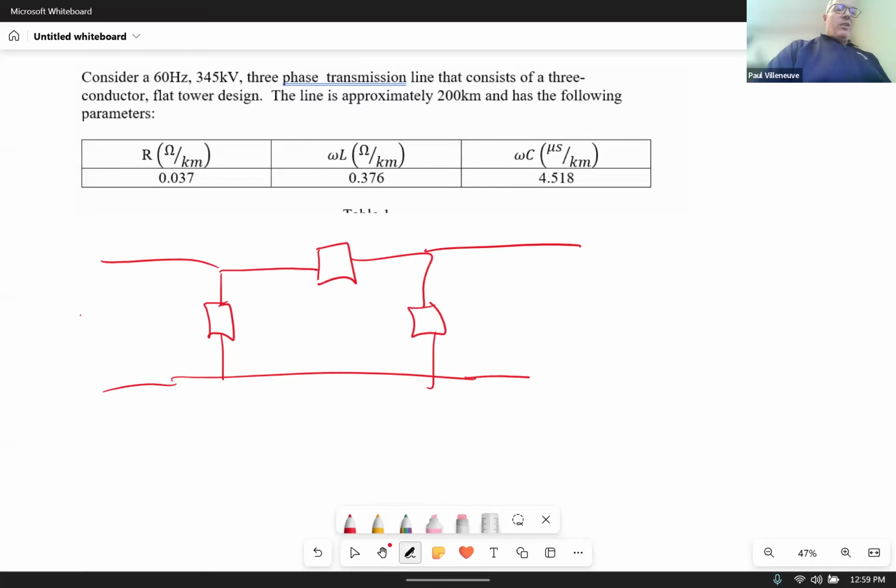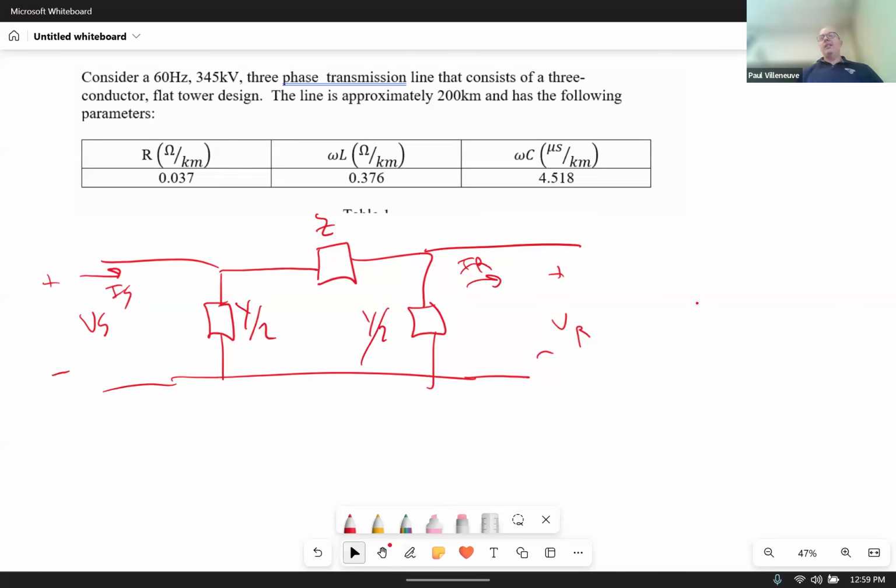So if you can't recall, here is our sending end side. Here is our receiving side. This is IR. This is Z. This is Y over 2 and Y over 2, right? This is the pi equivalent for the entire length of the line, not just for a small section, but the entire length of the line.